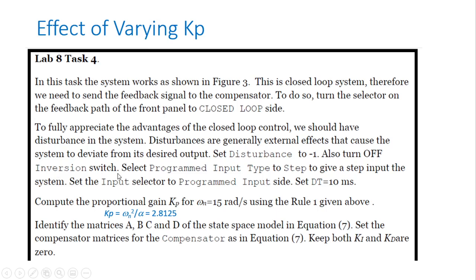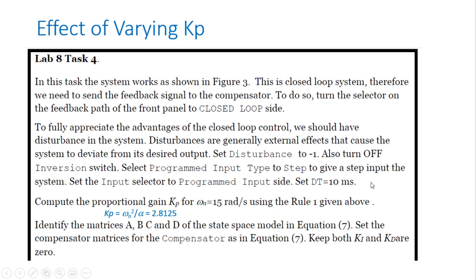We turn off the inversion switch, which means we no longer multiply by the square. Then select the programmed input type to step. We're going to do step instead of sinusoidal input, and select the programmed input, not manual anymore. Then set DT to be 10 milliseconds. I tend to forget that one, but this time I did it.